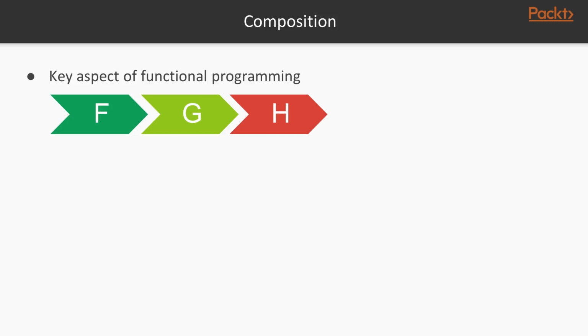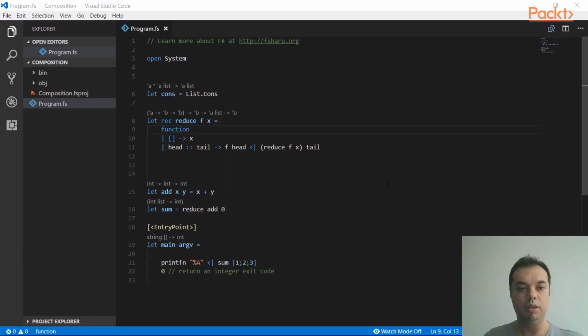Composition is a key aspect of functional programming. As you would remember, it is about combining smaller functions to build bigger functions. In order to do that, the functions have to have compatible input and output parameters, so that one function's output can be input to the next function. Let's see an example for this. Here, let's see an example for composition.